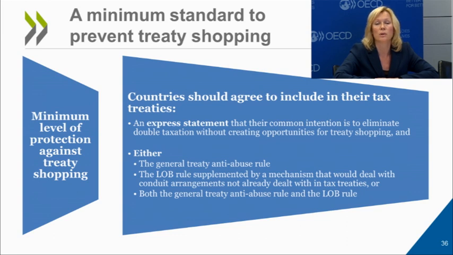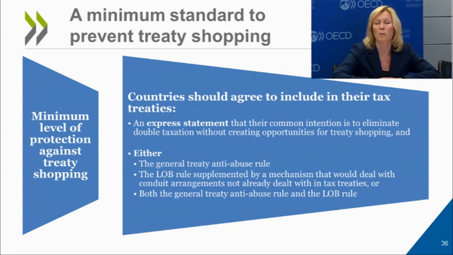First of all, what you need to do to prevent treaty shopping is to include an express statement in your treaty that these are not intended to be used for treaty abuse and treaty shopping. And then you can introduce a combination of measures, either a general treaty anti-abuse rule or what we call a specific anti-abuse rule, being a limitation of benefits rule, including an anti-conduit rule that you need to prevent financial treaty shopping. And then you can also do both, the limitation on benefits and a general treaty anti-abuse rule.